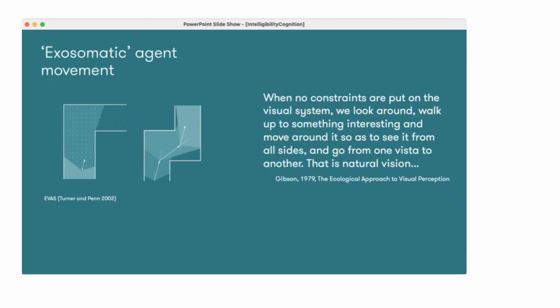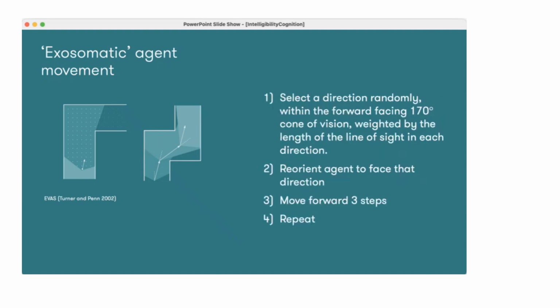So my late colleague Alistair Turner developed what he called exosomatic agents, which are visual agents. They can see the space around them, but they make their decisions not on some sort of internal mental map, not in terms of knowledge of the space more broadly, but only in terms of what they can see immediately. So they're localized where they are now. And the rules are quite simple.